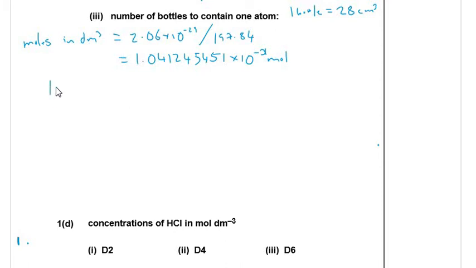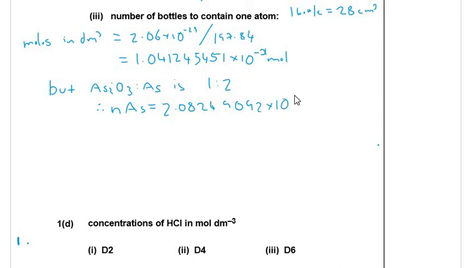Now, the ratio of As2O3 to arsenic is 1 to 2. So therefore, the moles of arsenic will actually be twice that number. So they're going to be 2.08249092 times 10 to the minus 31 moles.